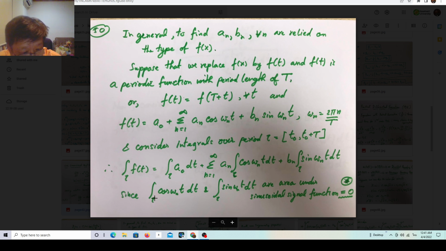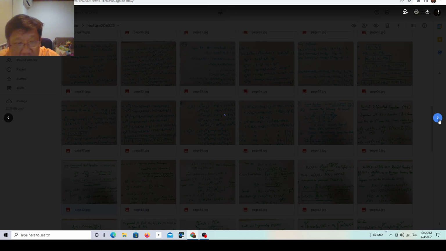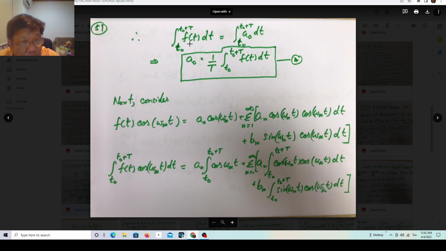That's why, since the integral of cos omega n t dt and the integral of sine omega n t dt are the area under a sinusoidal signal function, they always equal 0 for all n. It doesn't matter what n looks like, or which frequency you are interested in. So the remaining term is the integral over the period of f of t dt. I missed dt here. So that is the only term left.